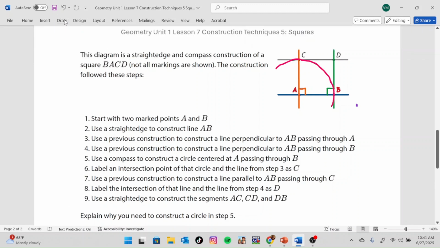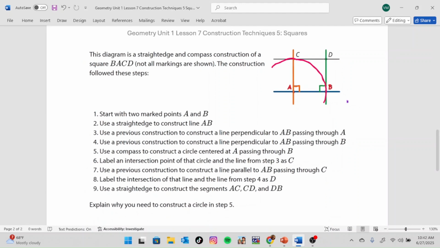Now at this point, we can answer the question they're asking. Explain why you need to construct a circle in step 5. So they're asking us, why did they just have us do that step that I drew in pink, where we set the point of the compass at A, the pencil of the compass at B, and draw the circle? Notice where this circle leads to. It leads us to this point at the top, which they labeled point C.